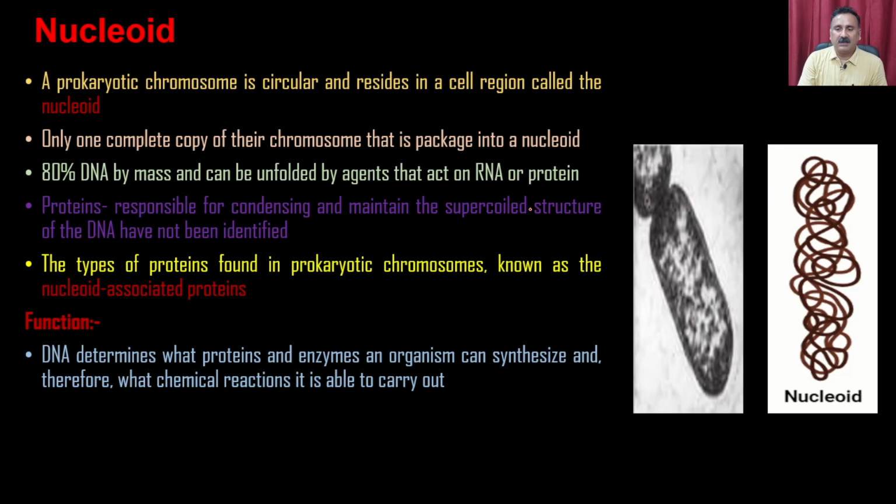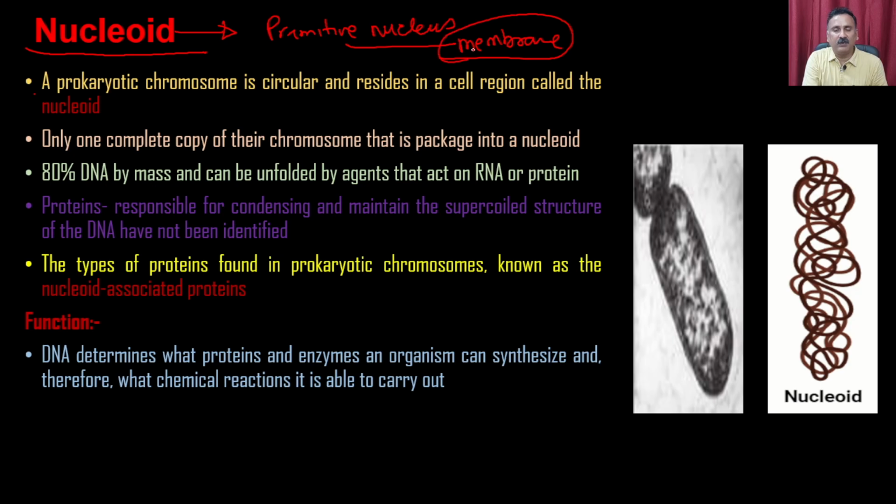The region where the DNA is packed is called the nucleoid. The nucleoid is a primitive nucleus, except that it does not have a membrane, right? It is not a membrane, it is a region in which the bacteria has the chromosomal DNA. A prokaryotic chromosome is circular and resides in a cell region called the nucleoid. Only one complete copy of the chromosome is packed into a nucleoid.